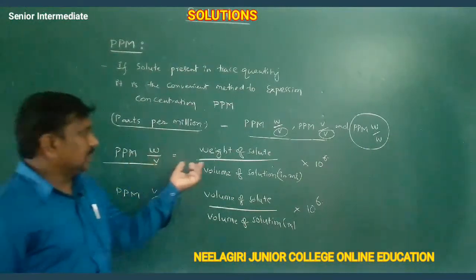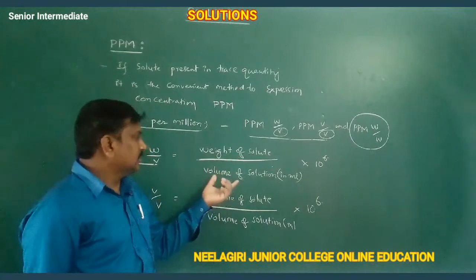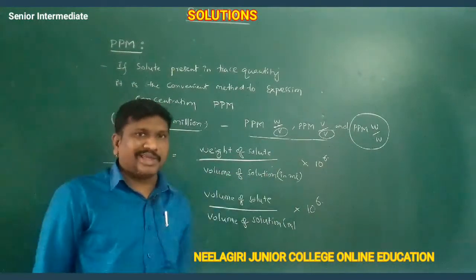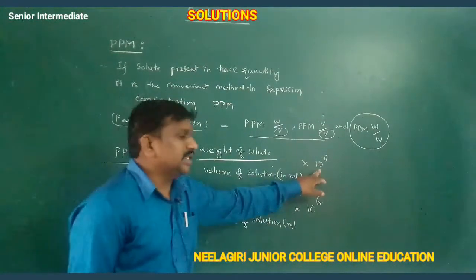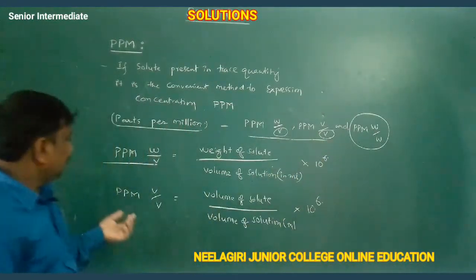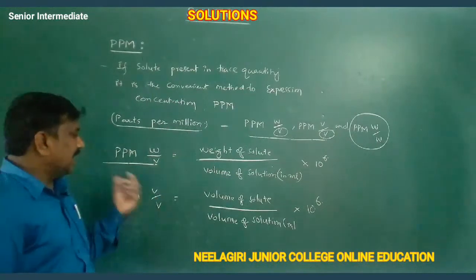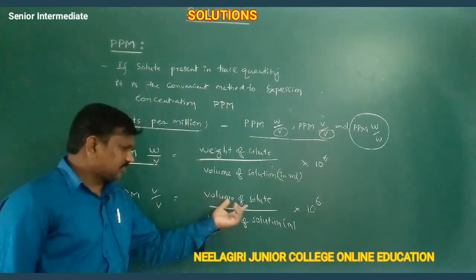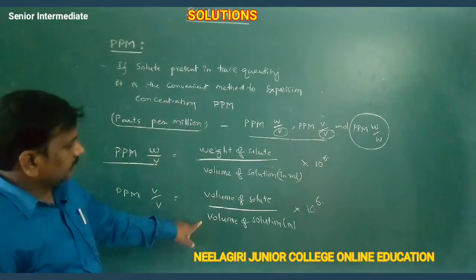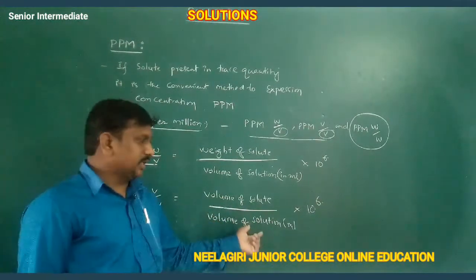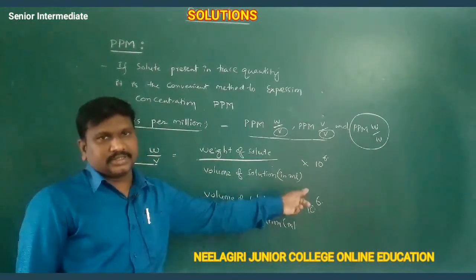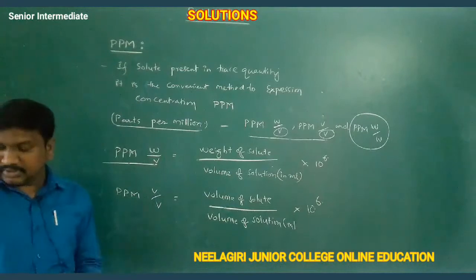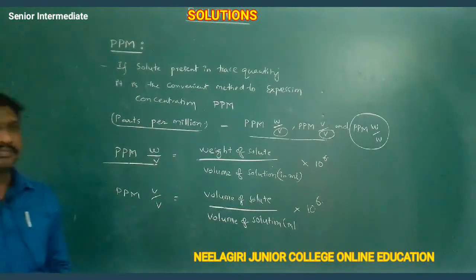Then definition for ppm weight by volume is equal to weight of solute by volume of solution into 1 million, that is equal to 10 to the power of 6. Then ppm volume by volume is equal to volume of the solute by volume of solution into 10 to the power of 6. This is about ppm. The next concentration term, mole fraction.